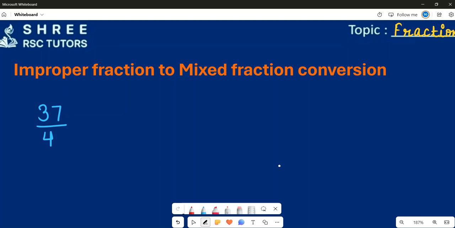So today we will learn how we can convert an improper fraction to a mixed fraction. The rule is very simple. First of all, we have to see what is the numerator and what is the denominator in the fraction. As we can see, this is the top number, that's why it's the numerator, and 4 is the denominator.